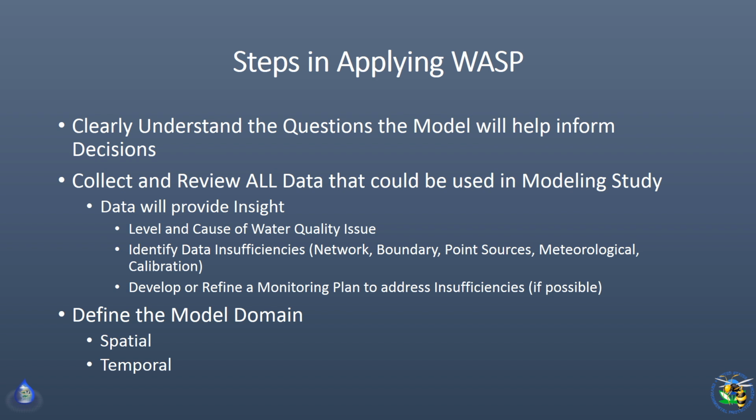But the first step certainly is you've got to define the model domains. Spatially, what are the areas that you want the model to simulate and cover, and then pick the periods of time that you want the model to simulate. Hopefully these periods of time are where you have adequate data to parameterize the model, but it also includes the period of time that you have the water quality issue that you're trying to manage.